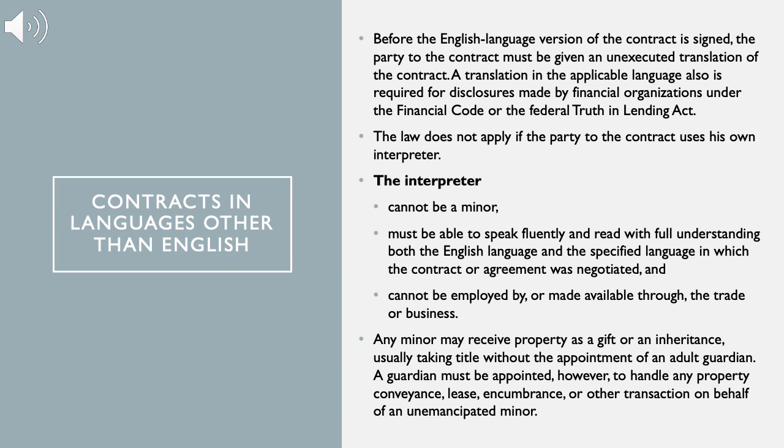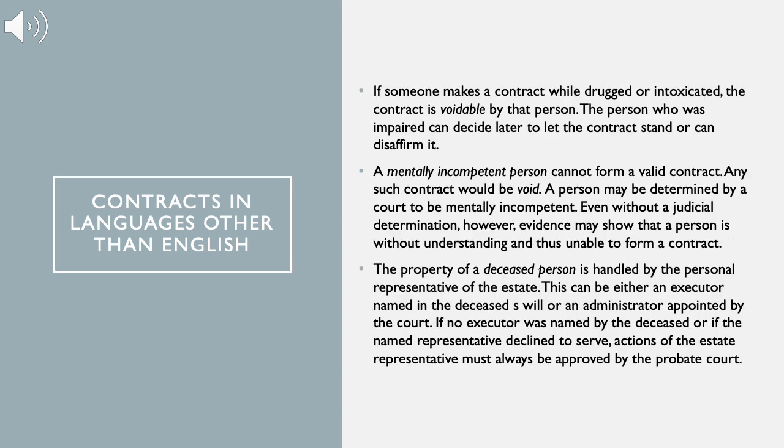Any minor may receive property as a gift or an inheritance, usually taking title without the appointment of an adult guardian. A guardian must be appointed, however, to handle any property conveyance, lease, encumbrance, or other transaction on behalf of an unemancipated minor. If someone makes a contract while drugged or intoxicated, the contract is voidable by that person. The person who is impaired can decide later to let the contract stand or can disaffirm it. A mentally incompetent person cannot form a valid contract. Any such contract would be void.